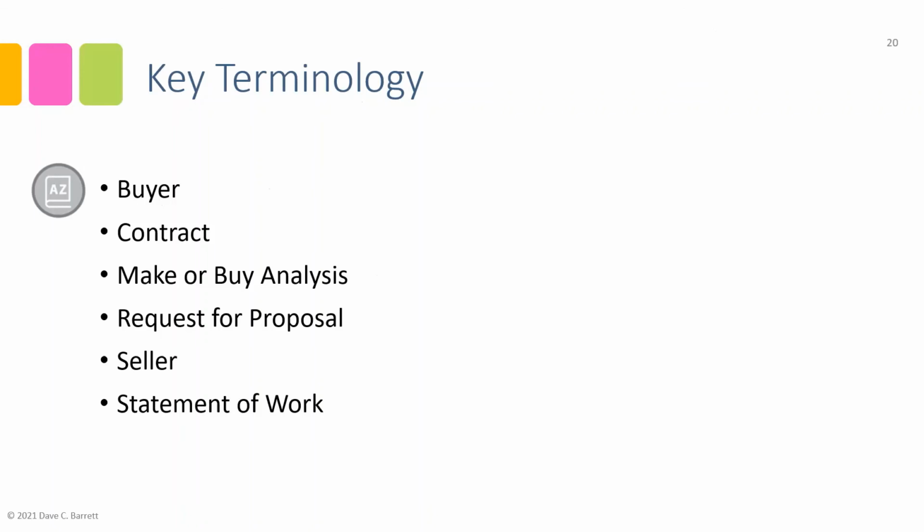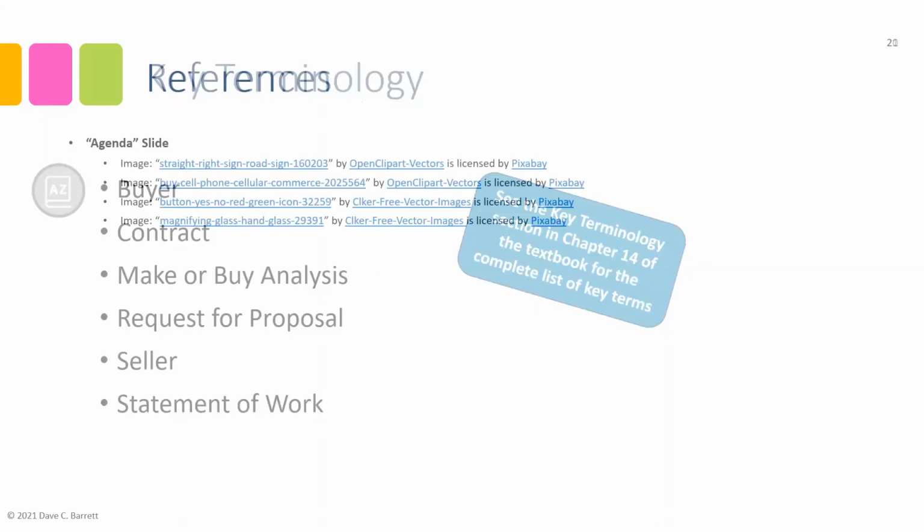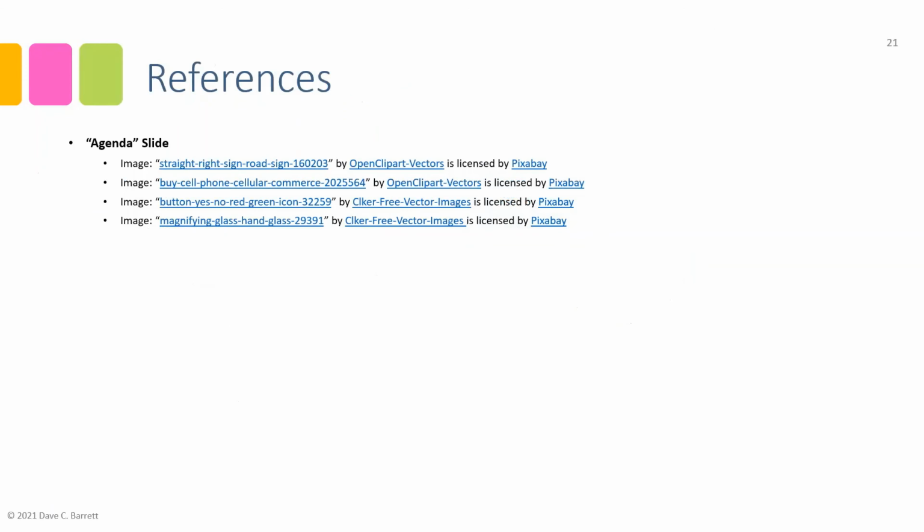There's some key terminology that's involved there. Some new terms: buyer, contract, make or buy analysis, request for proposal, seller, and statement of work. Procurement has its own terminology, which is a little different from regular project management, but it's something that is used because of the procurement processes that are used. And again, you can see a list of the key terminology in Chapter 14. Some of the references used during this video lecture, and this is the end of this topic.